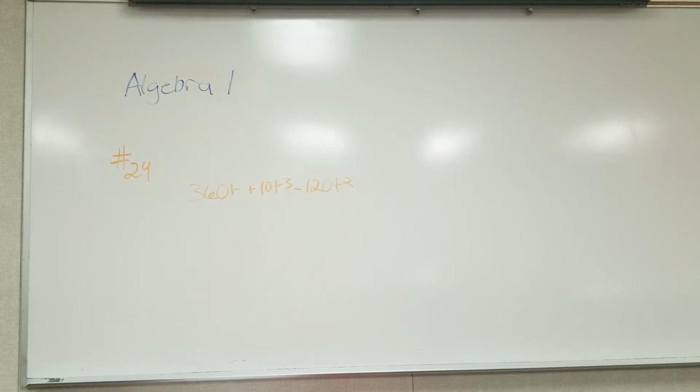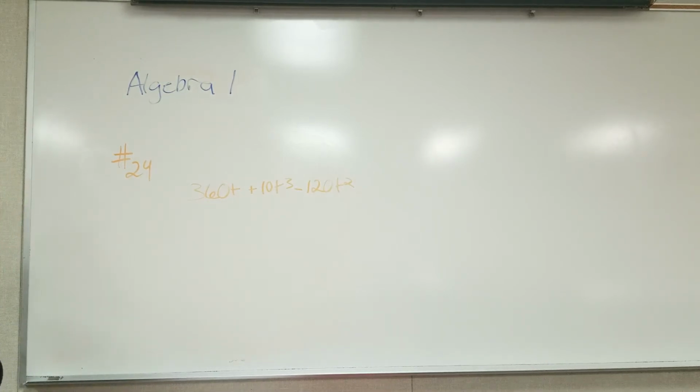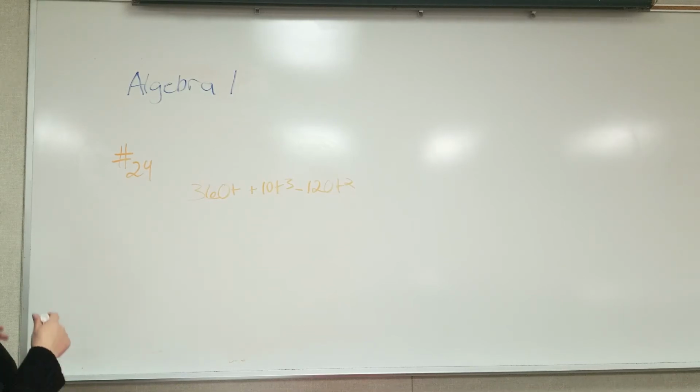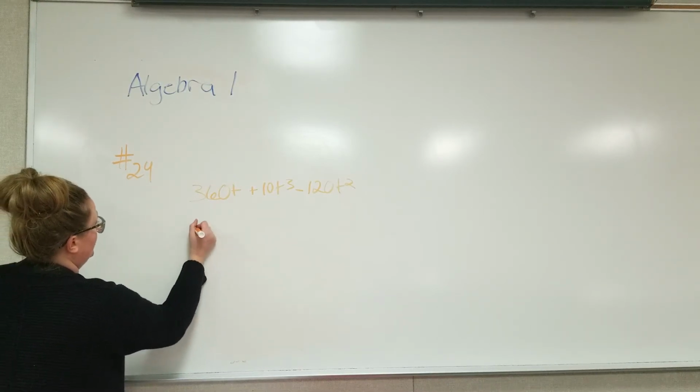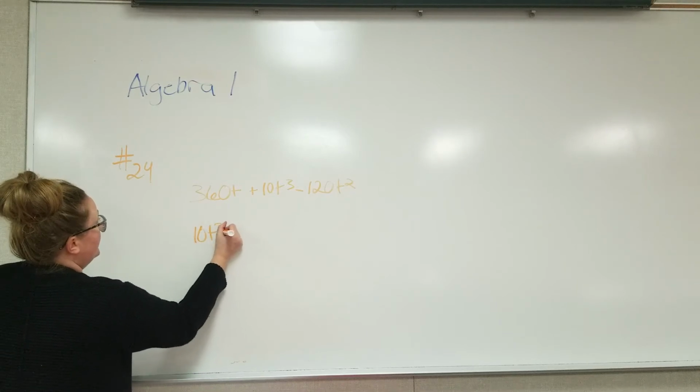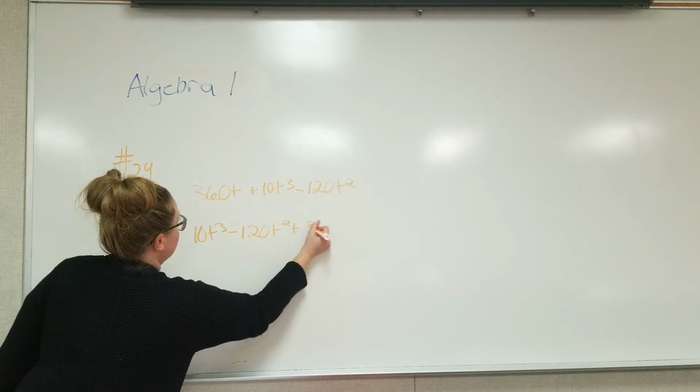All right, problem number 24 says 360t plus 10t cubed minus 120t squared. And they want you to factor this completely. So this problem, number one, before you ever start factoring, you want to put them in the correct descending powers. So in descending powers, the 10t cubed would go first, and then the 120t squared, and then plus 360t.